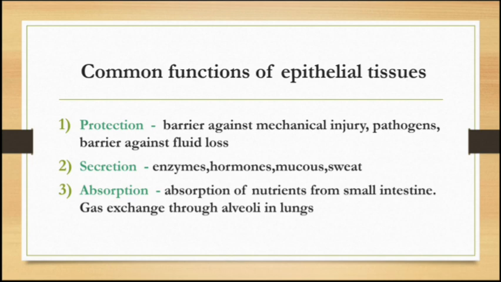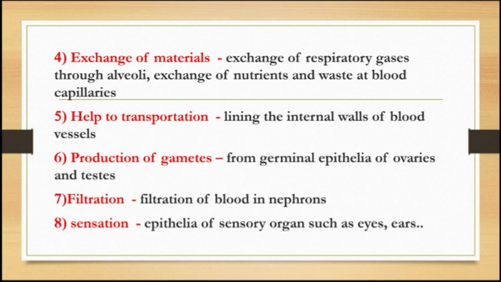Then absorption of nutrients from the small intestine. This is an example. The other example is gas exchange through alveoli in lungs. They are related to the function of absorption. These three common functions are given in your resource book, but we can identify other functions of epithelial tissue according to your syllabus. They are exchange of materials, help in transportation, production of gametes, filtration, and sensation.